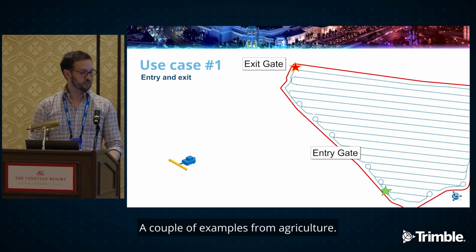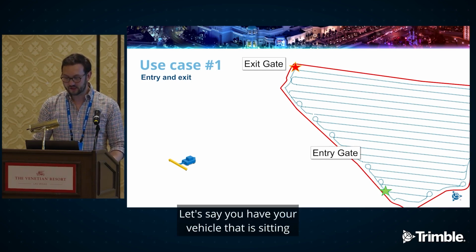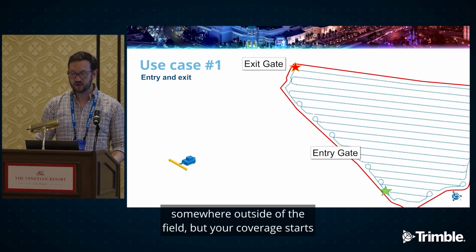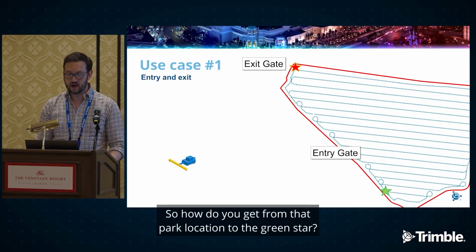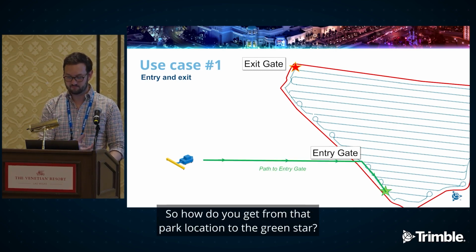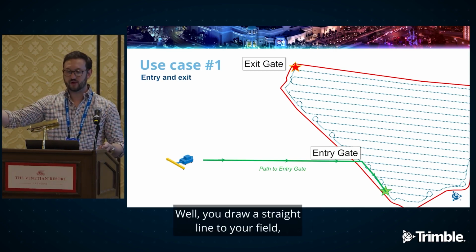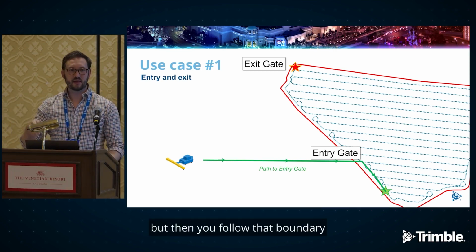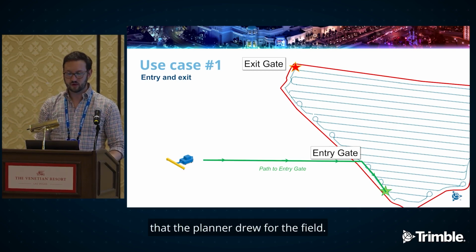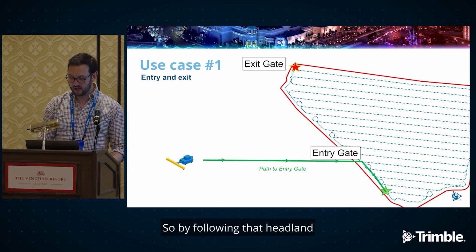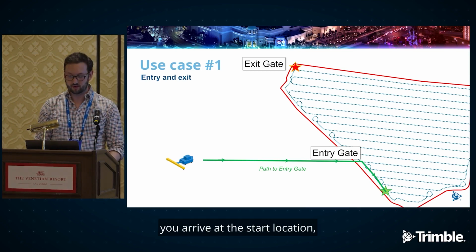A couple of examples from agriculture. Let's say you have your vehicle that is sitting somewhere outside of the field, but your coverage starts at a very particular location, namely the green star. So how do you get from that park location to the green star? Well, you draw a straight line to your field, but then you follow that boundary that the planner drew for the field. So by following that headland, you arrive at the start location.